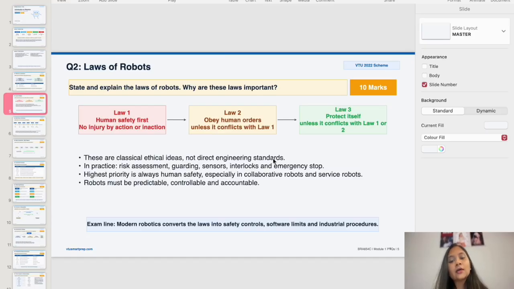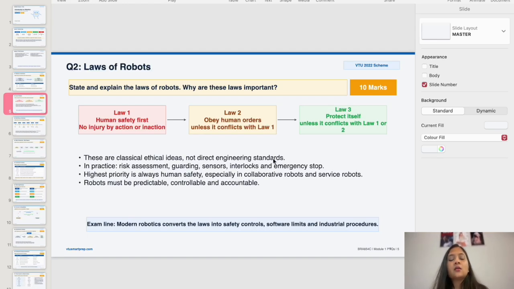And the third law says that the robot must protect itself, but only if it does not conflict with the first and second law. So the third law is also very easy to remember, right? It must protect itself, following along with the first and second law. So, very easy to remember these three laws.